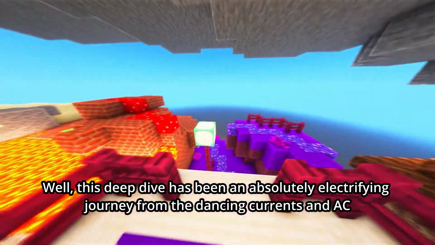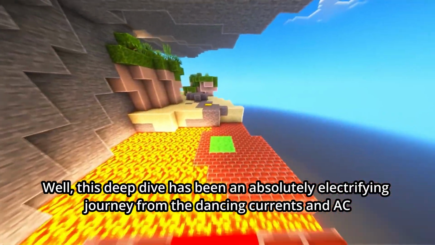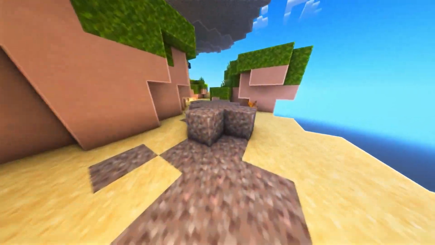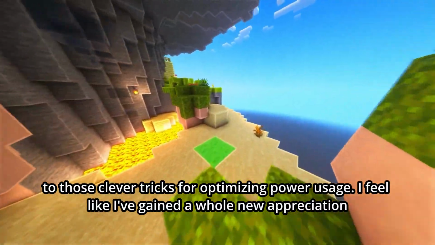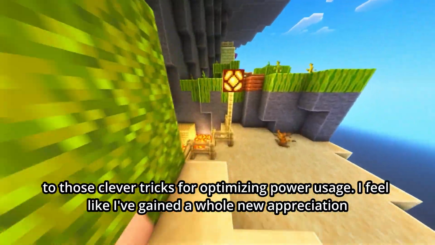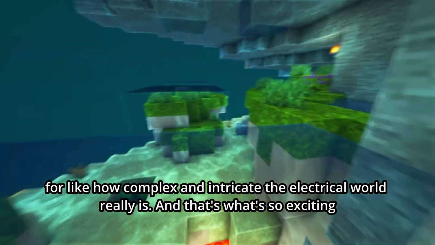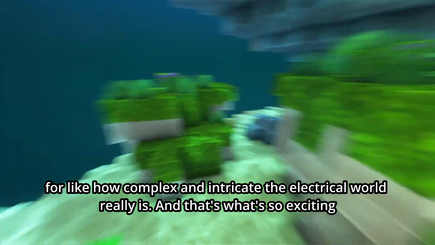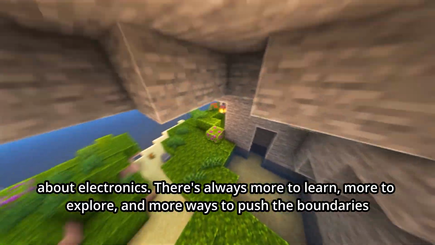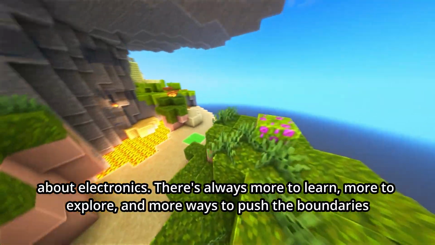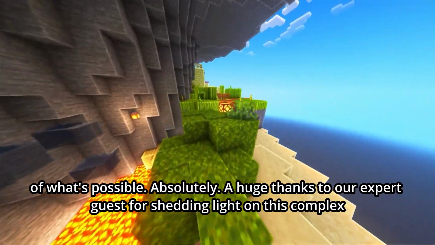Well, this deep dive has been an absolutely electrifying journey, from the dancing currents in AC circuits to those clever tricks for optimizing power usage. I feel like I've gained a whole new appreciation for how complex and intricate the electrical world really is. And that's what's so exciting about electronics. There's always more to learn, more to explore, and more ways to push the boundaries of what's possible.